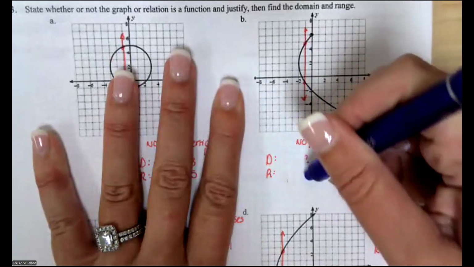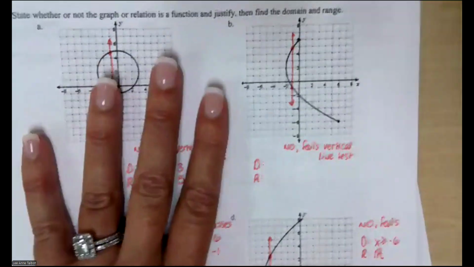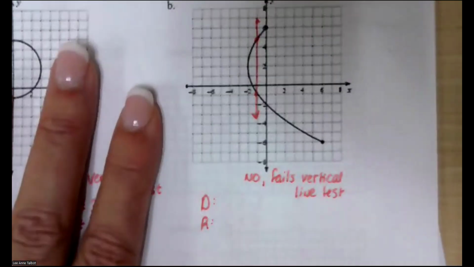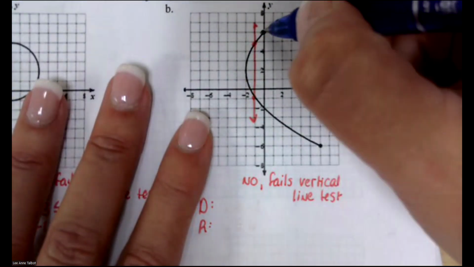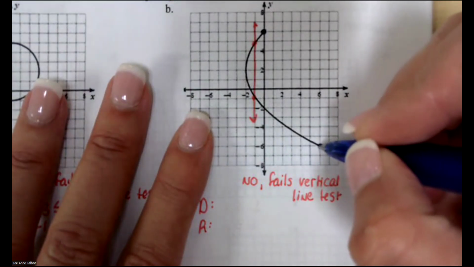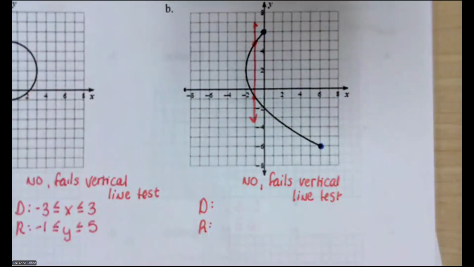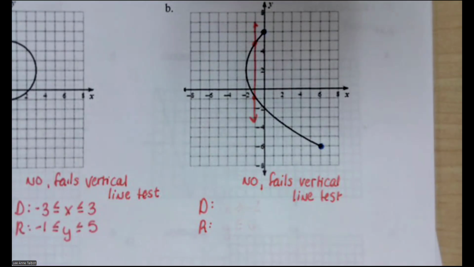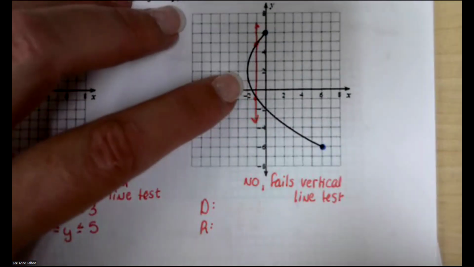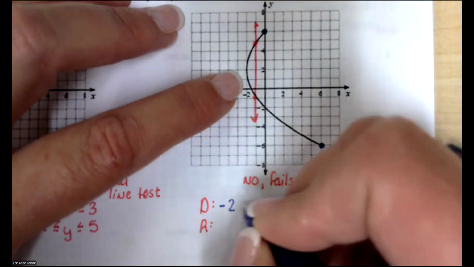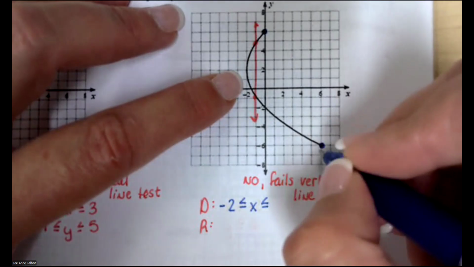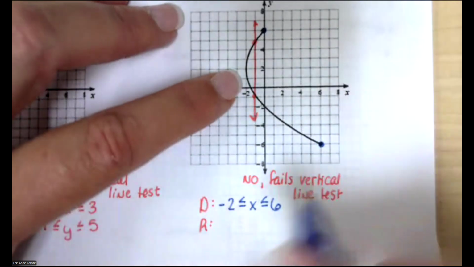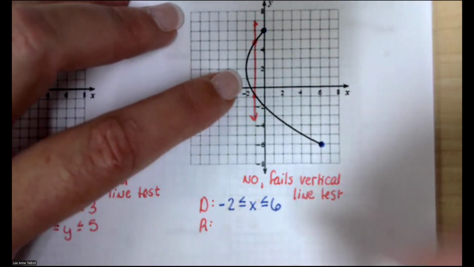Let's go back to that quiz review paper. This actually has 2 closed dots. I didn't realize it until after you guys walked out. Anyway, it's supposed to be -2 is less than or equal to x, less than or equal to 6. So -2 to 6.